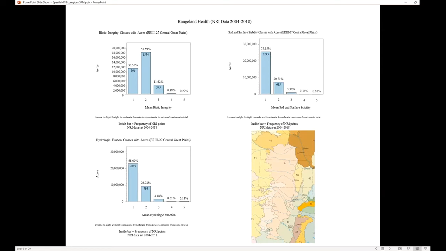And then to the right is the soil surface stability attribute, and then below is the hydrologic function. Typically, we see the data for soil surface stability and hydrologic function are always very similar, since they use a lot of the same indicators to determine that attribute. And then there's the map of 27, which expands through Oklahoma, Texas and Kansas and Nebraska. So it's quite a large ecoregion.